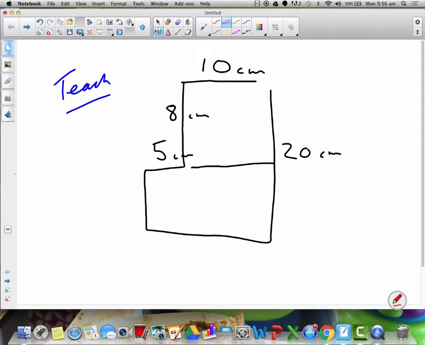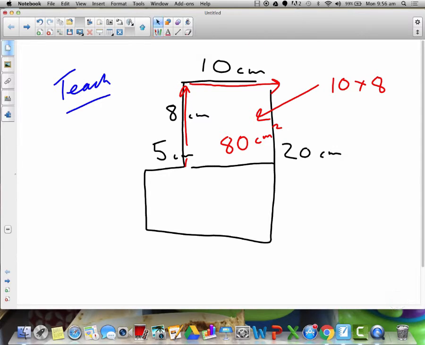I wonder if you can see that this is 10, right? So we've got that, and that's 8. So whatever's in there will be 10 times 8. Whatever's in there is going to be 10 times 8. And we can work that out. 10 times 8, guys, is actually 80 centimeters squared, right? But what we don't have, guys, is this. We don't have that, and we don't have that. We don't have the bottom measurements.